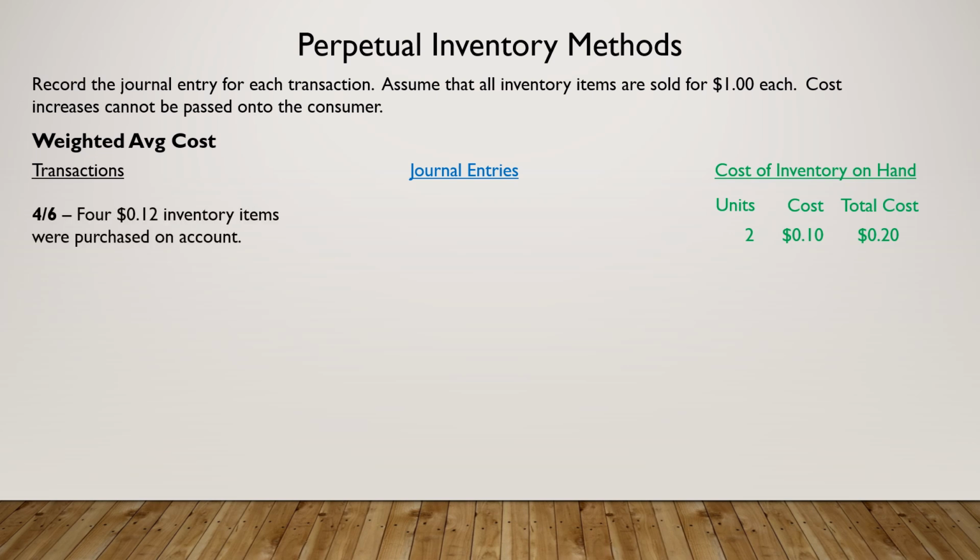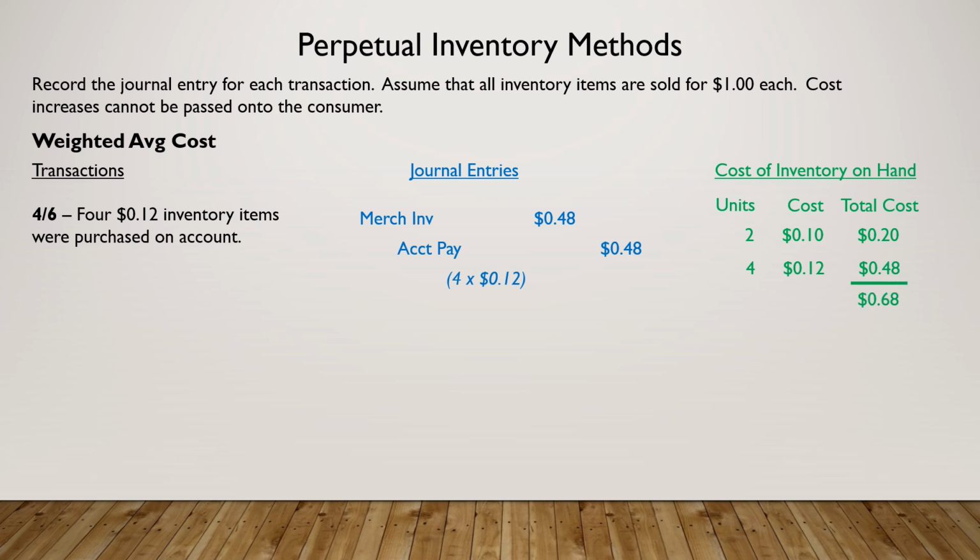On April 6th, the purchase of 4 12-cent items will entail a debit to merchandise inventory and a credit to accounts payable for 48 cents. Add that purchase to our current inventory items and we have 68 cents worth of inventory.